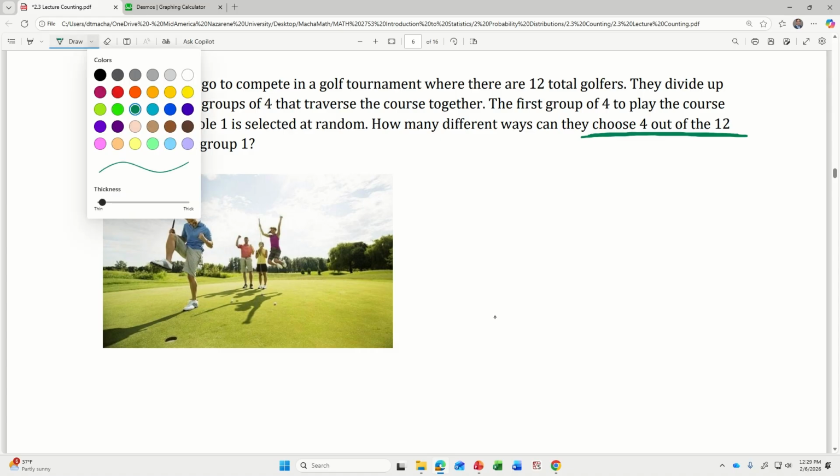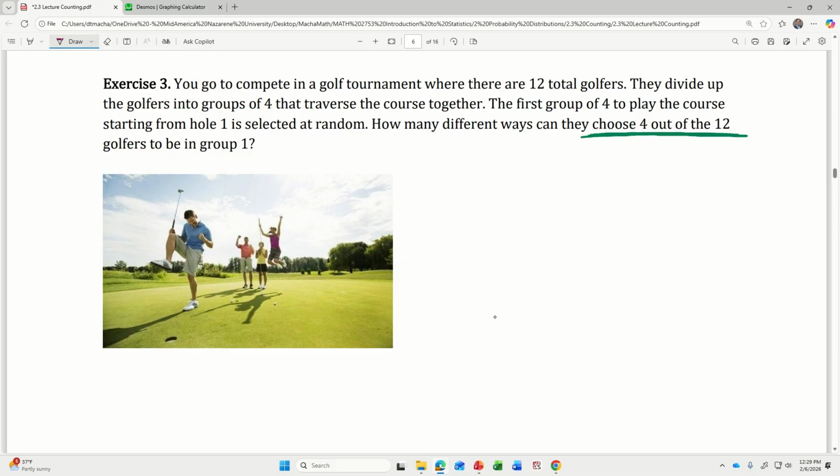And here's the way I would suggest you think about a problem like this. Imagine I've got 1, 2, 3, 4, 5, 6, 7, 8, 9, 10, 11, 12. The first thing you might consider is how many permutations, or in other words, how many ways can I put these golfers in order?